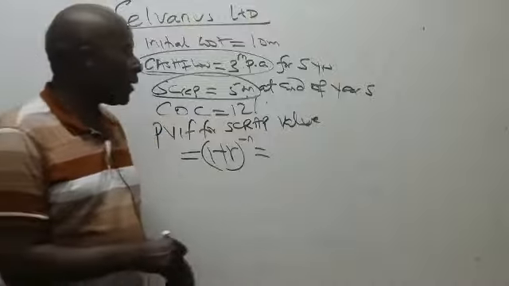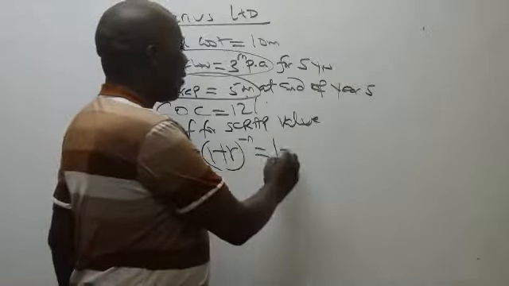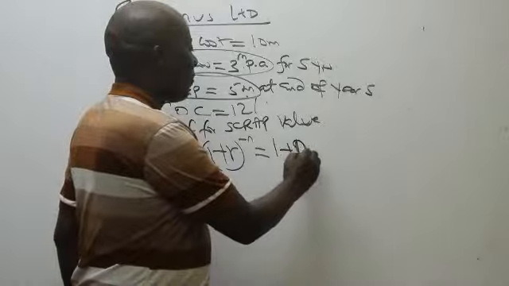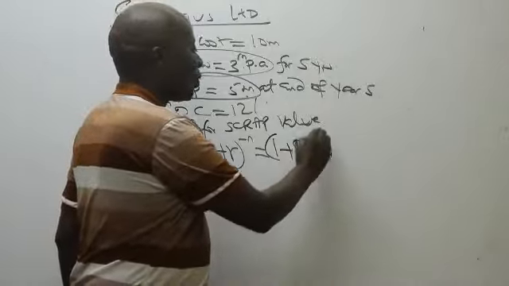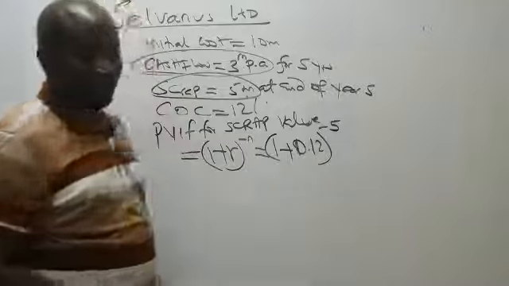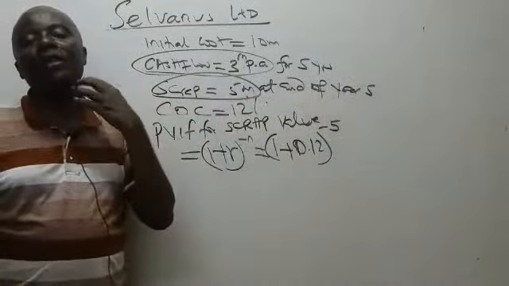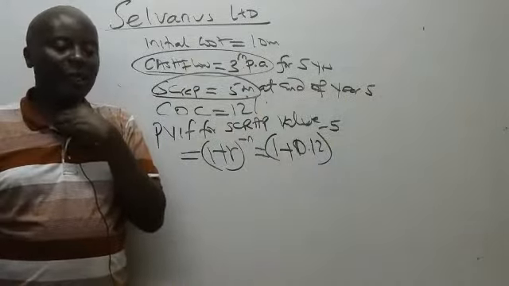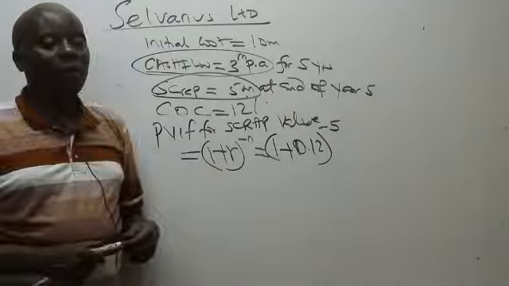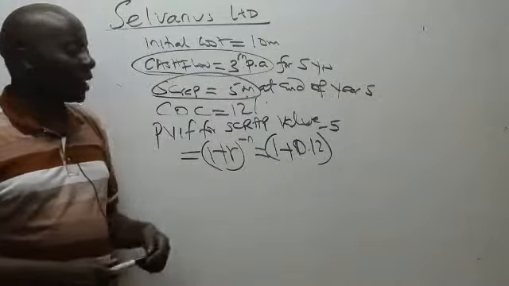So then, ladies and gentlemen, this will be 1 plus 1.12, raised to negative. This scrap value will be coming to us at the end of year 5, so raised to negative 5. Is there somebody who is able to give us an answer? 1.12 raised to negative 5.